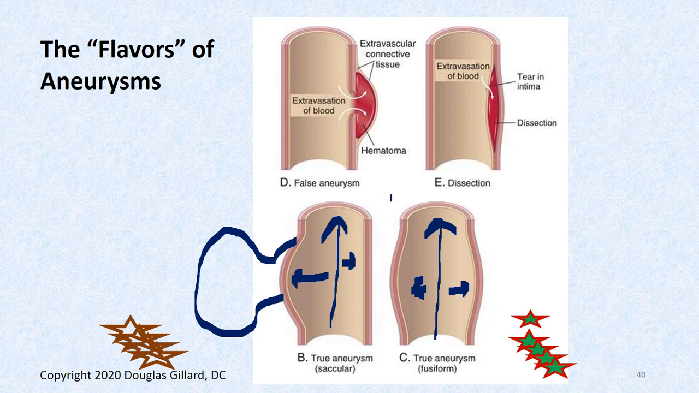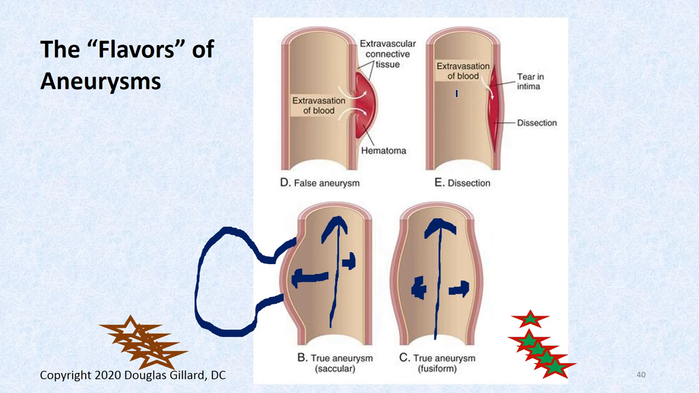The false aneurysm has a rip. The reason the blood is getting in and pushing out the aorta is because there's a flat-out rip in the wall. Okay, so that could be from trauma. And we'll look at these. I'm just kind of whetting your appetites here.